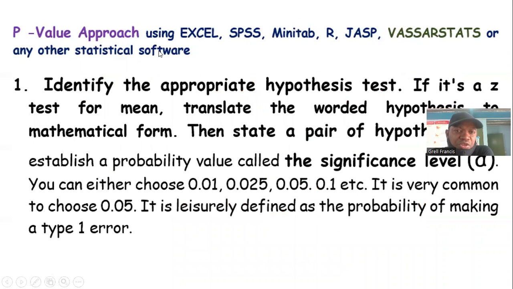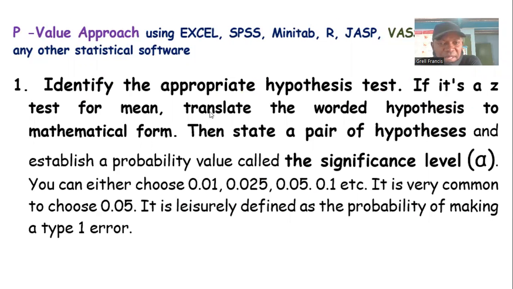So, the p-value approach using Excel or any other software. First, you identify the appropriate hypothesis test. It could be a z-test or a t-test, for a mean. Translate the worded hypothesis to mathematical form. Then state a pair of hypotheses and establish a probability value called the significance level, called alpha. You can use 0.01, 0.025, but 0.05 is very commonly used.